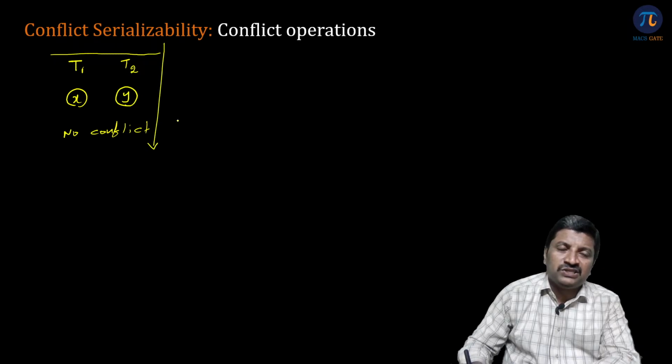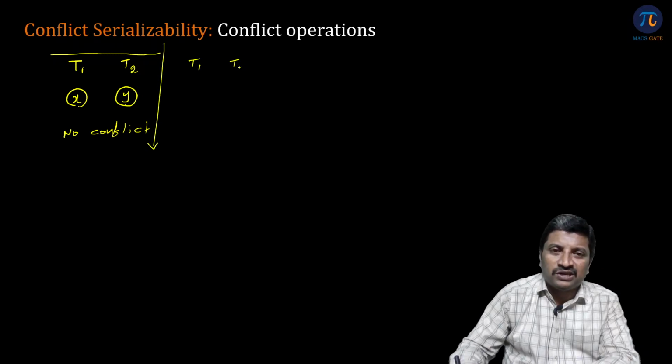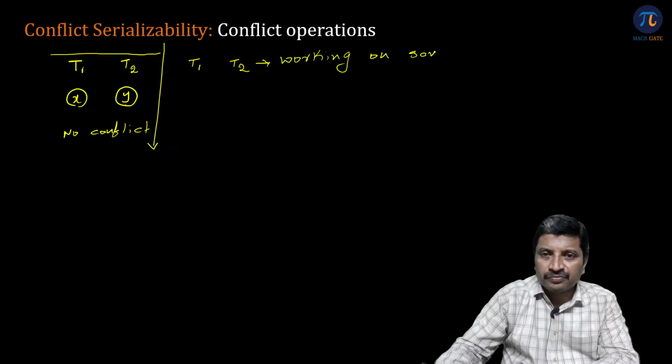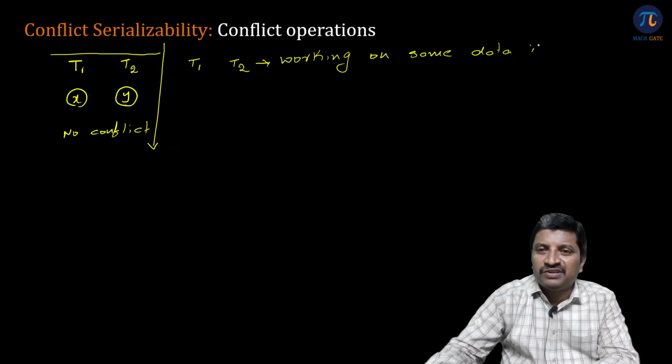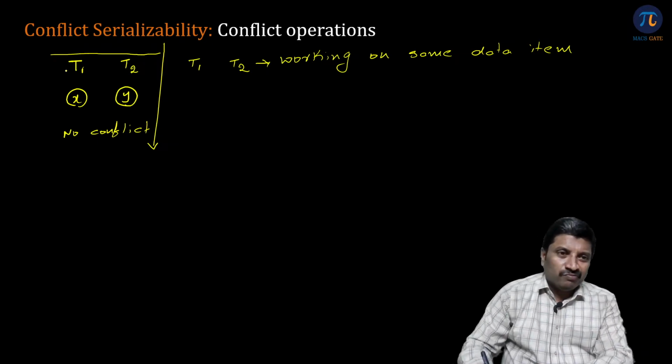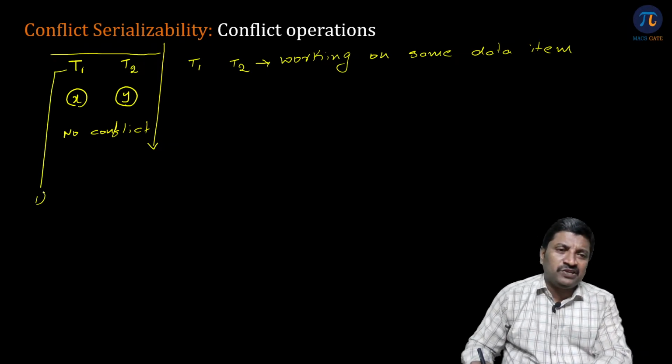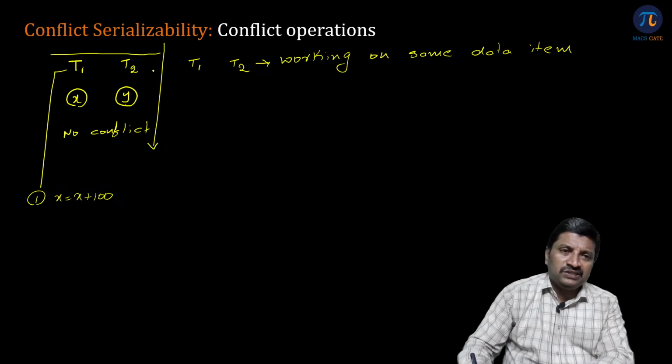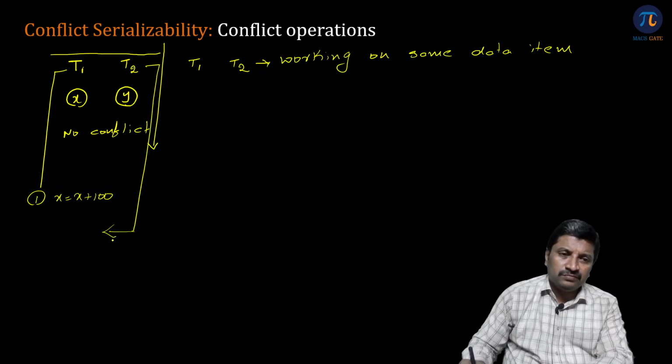Now the main problem is, let us assume both the transactions are working on the same data item. If the operations of the transactions are working on different items, there is no conflict, sir. Something like I have an operation, I am writing X equal to X plus 100. In the second one, I have an operation, let us assume some fourth operation, Y equal to Y plus 50.